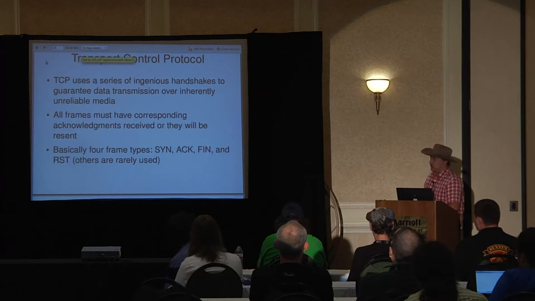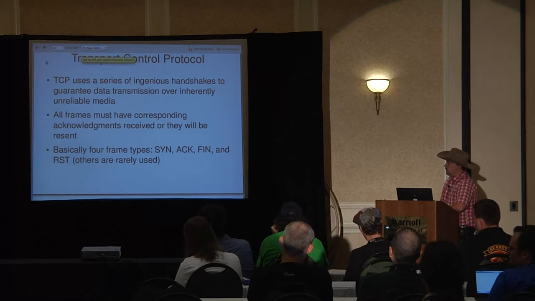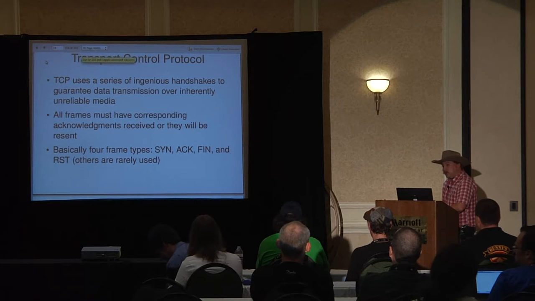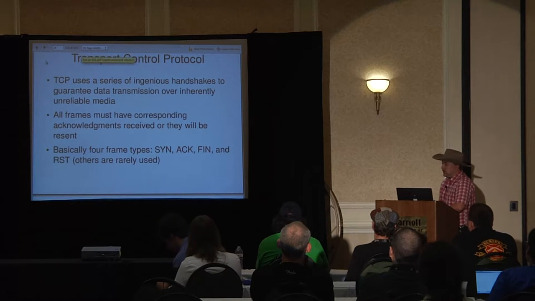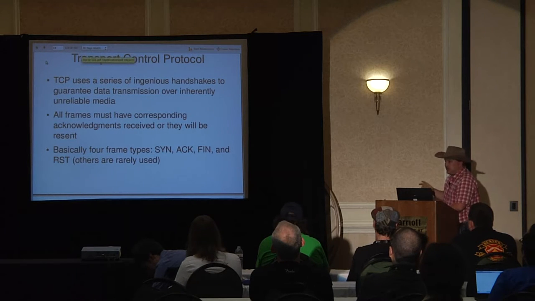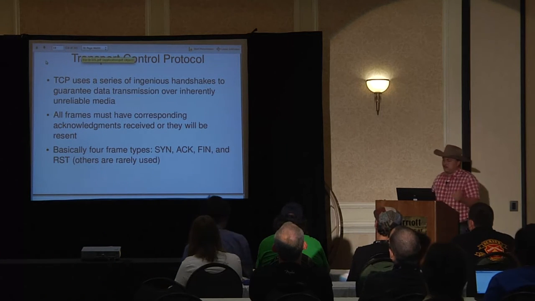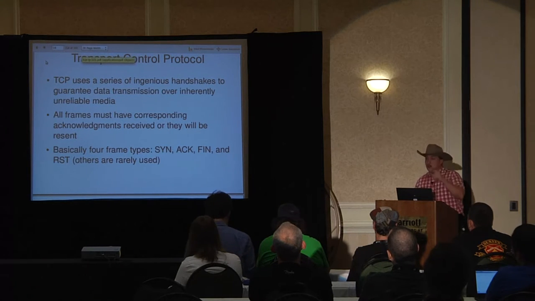So Transmission Control Protocol, that's TCP. This is the one that gets used the most. You can think of it as UDP's smart cousin. It uses a series of handshakes to guarantee data transmission. TCP always assumes that the media, whether we're talking about radio waves, fiber optic, whatever, whether we're talking about going across the internet or going across the room, we can't rely on the data actually getting there. So it requires an acknowledgement. Every frame that gets sent out has to have a corresponding acknowledgement returned saying, I got this data. If it doesn't get that, it resends it until it gets it or gives up.